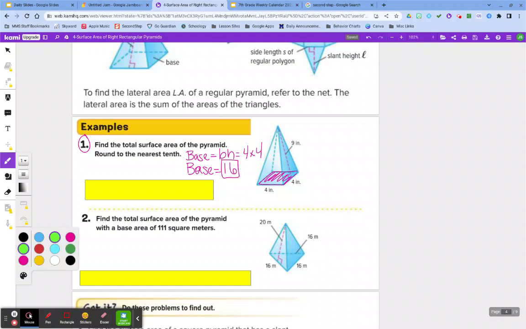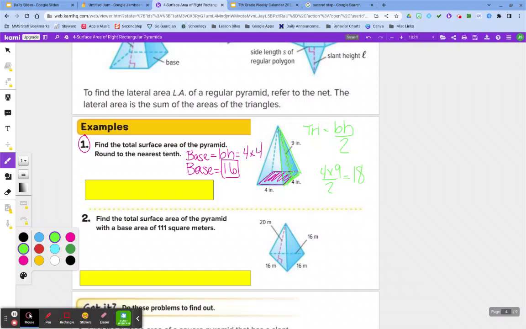So now we found the bottom, we need to figure out the other ones. So let's use the triangular sides. Now remember, to find the area of a triangle, we need to take the base times the height and divide it by 2. So the base would be 4, this bottom part, times the height, which is 9, and divide that by 2. 4 times 9 is 36. Divide that by 2 would make one of the sides equal to 18.